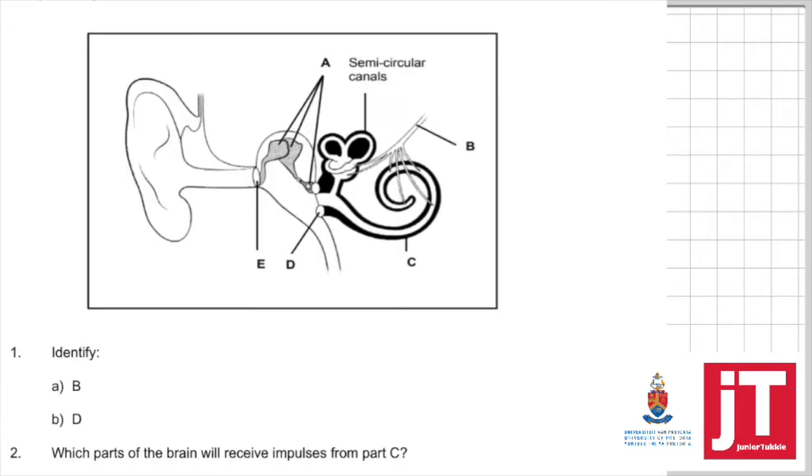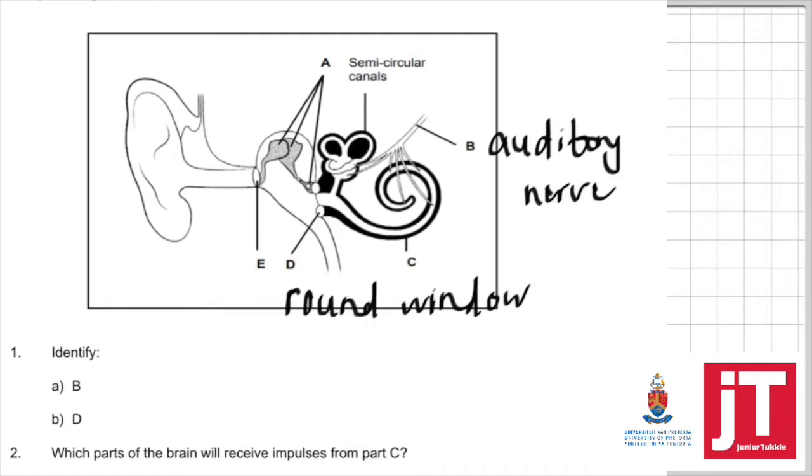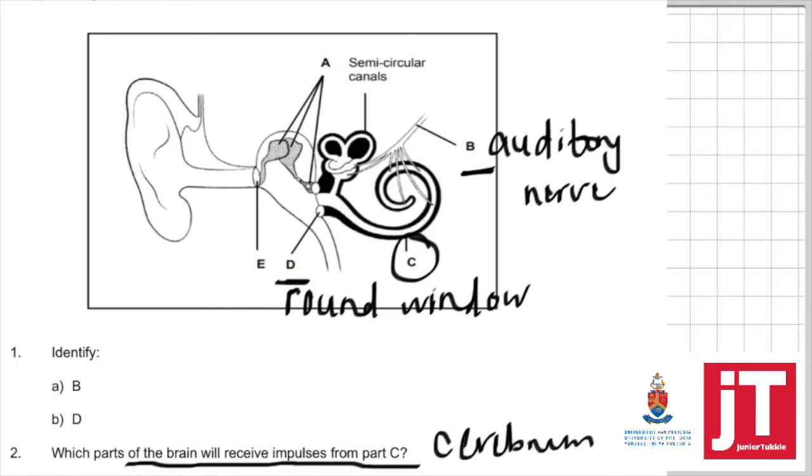Right, question 1, identify B and D. B is the auditory nerve and D is the round window. Question 2, which parts of the brain will receive impulses from part C? Part C is the cochlea and is responsible for hearing, so the cerebrum will be responsible for receiving impulses from part C.